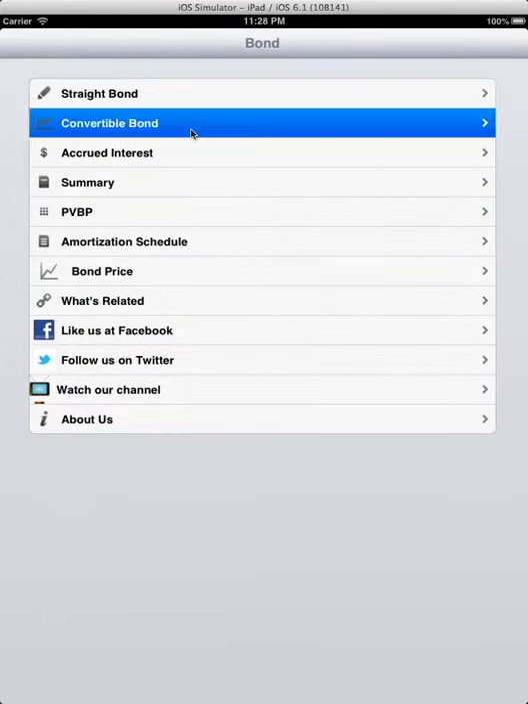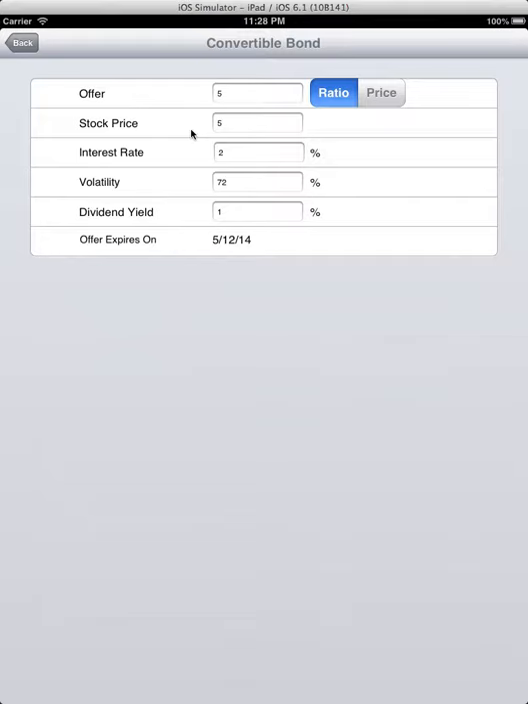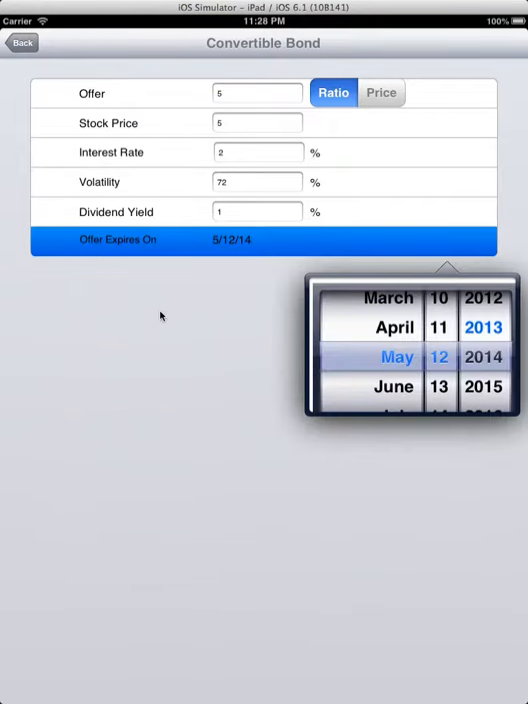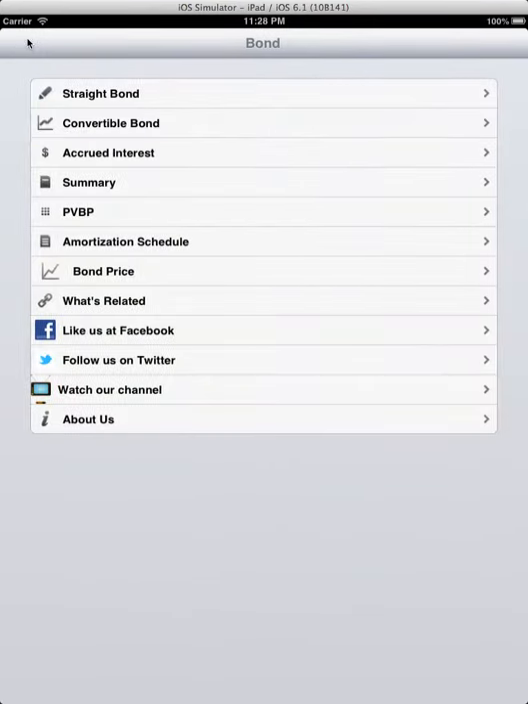Now let us say the bond is a convertible bond. In that case, the offer, whether it's a ratio or price, needs to be entered. The current stock price needs to be entered. Interest rate, that's the risk-free interest rate. Volatility of the stock. Then the dividend yield if it is available, and when the offer expires. Those need to be entered.